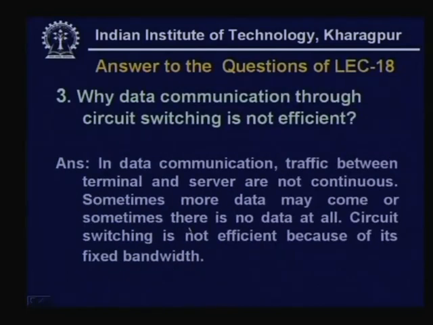Then the third question was, why data communication through circuit switching is not efficient? Answer is, in data communication, traffic between terminal and server are not continuous. Sometimes more data may come and sometimes there is no data at all. Circuit switching is not efficient because of fixed bandwidth, because circuit switching provides you fixed bandwidth, but in data communication, because of the bursty nature of traffic, this fixed bandwidth is not suitable, rather dynamic bandwidth is suitable, which cannot be provided by circuit switching. That is why it is not efficient.